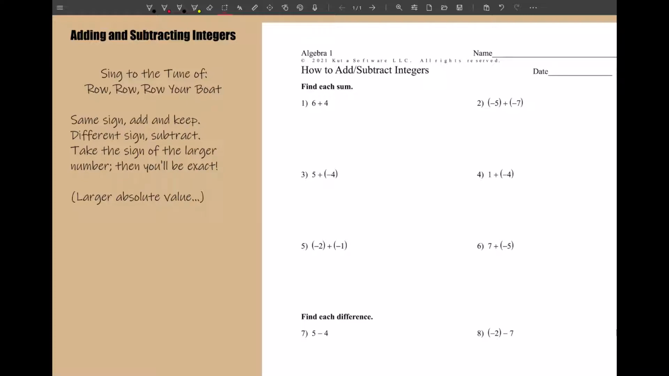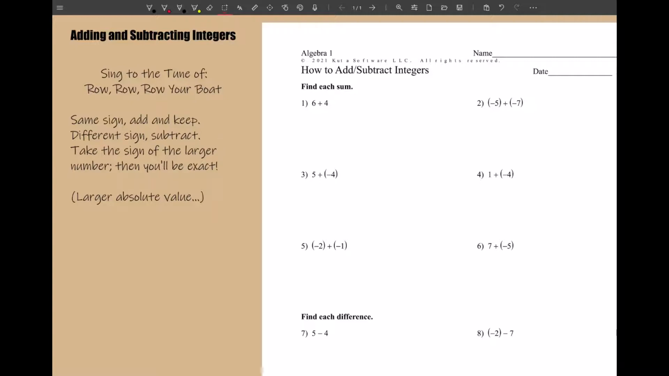So if you could remember that, then you should be able to get these problems right every time. And remember, it's the sign of the larger absolute value, not the larger number per se. So when you take the absolute value of both numbers, whichever one has the highest absolute value, you choose the sign of that number, the original sign of that number.